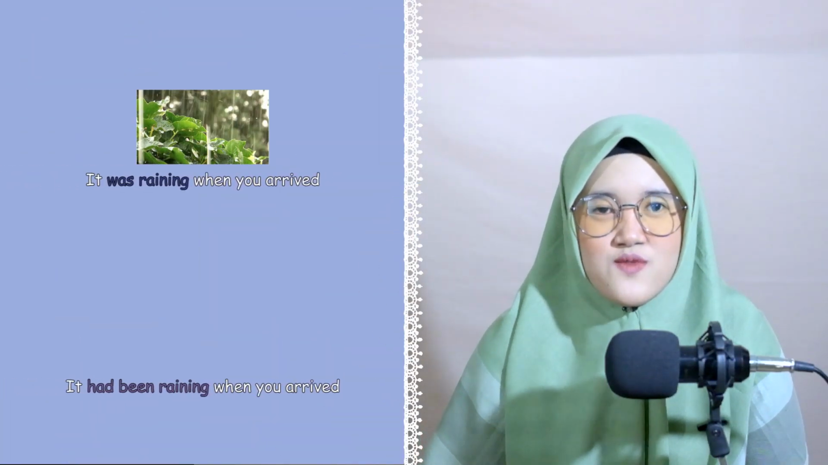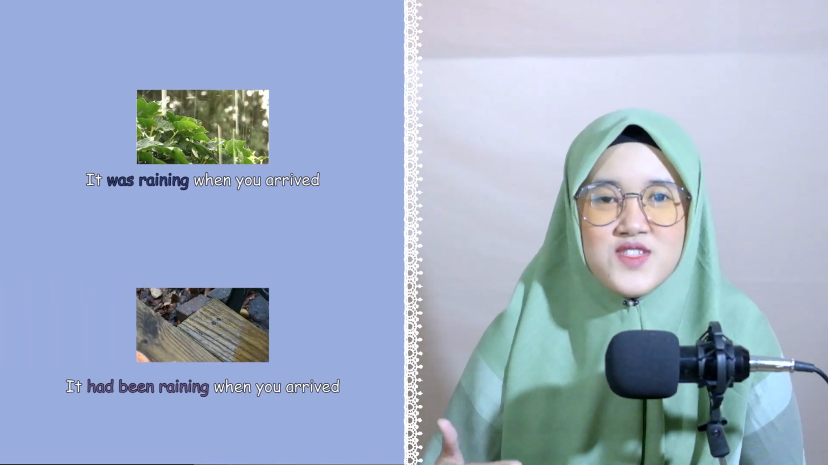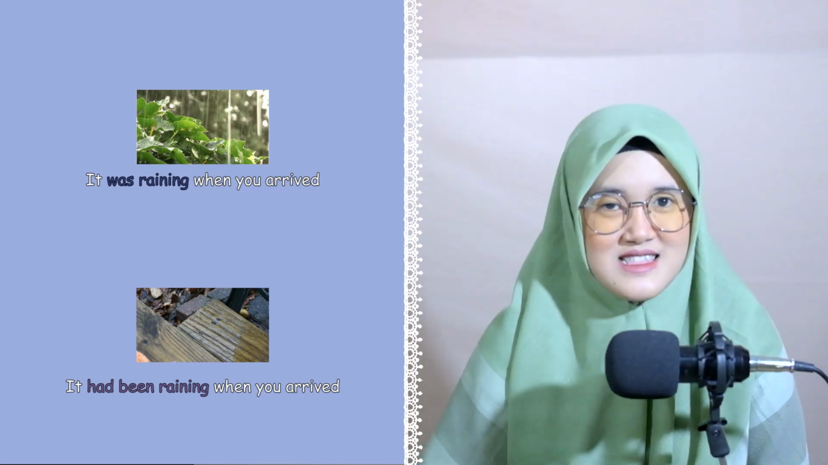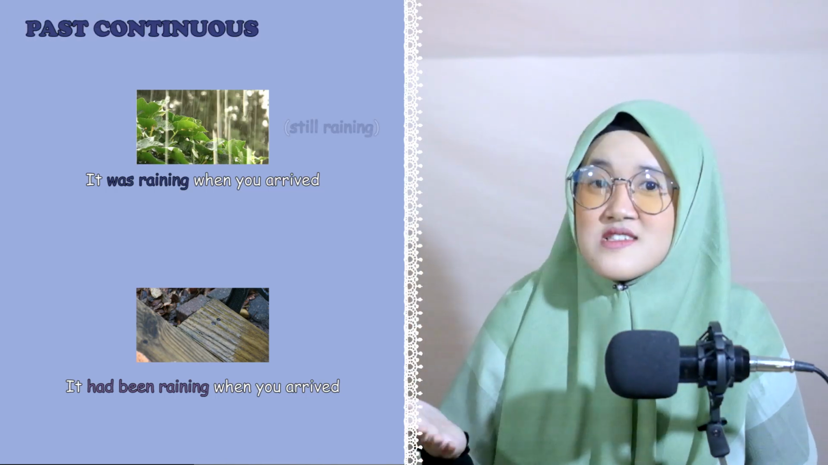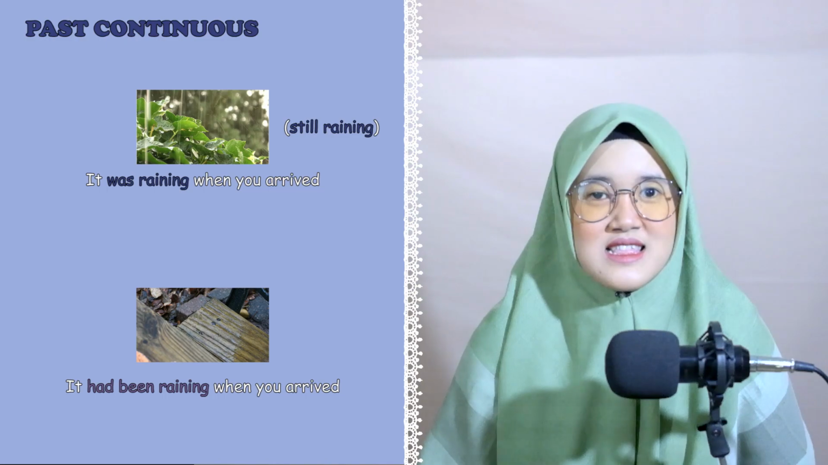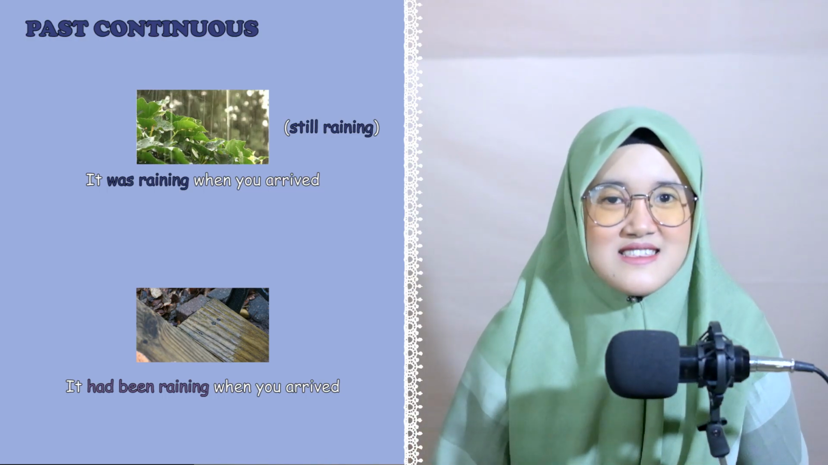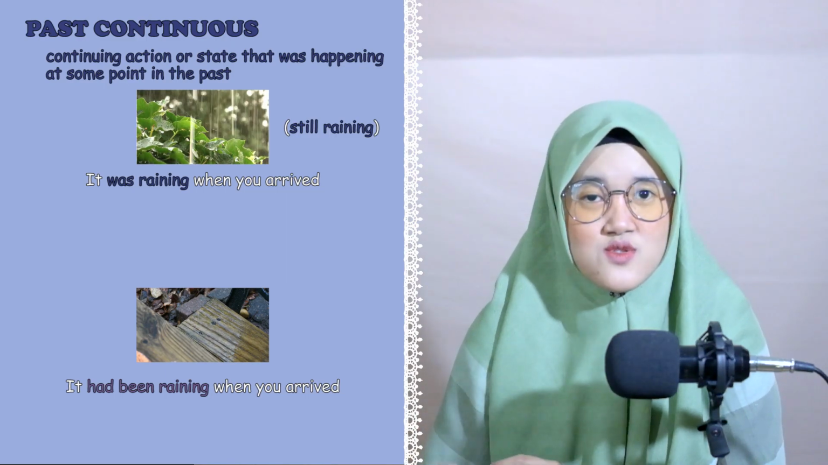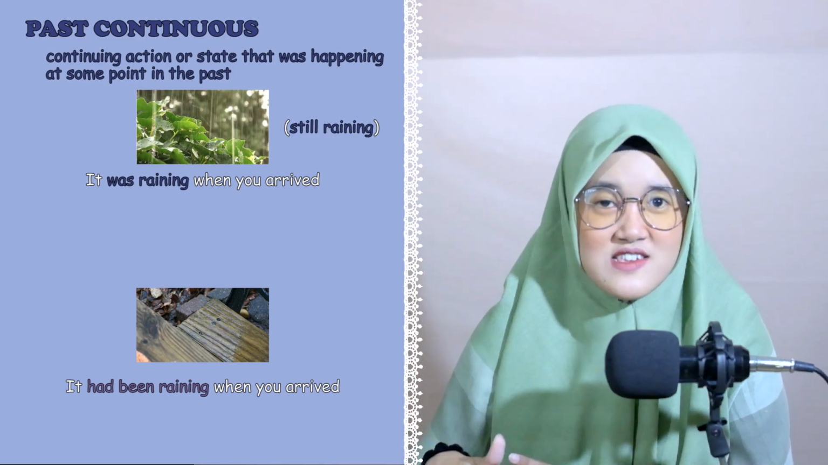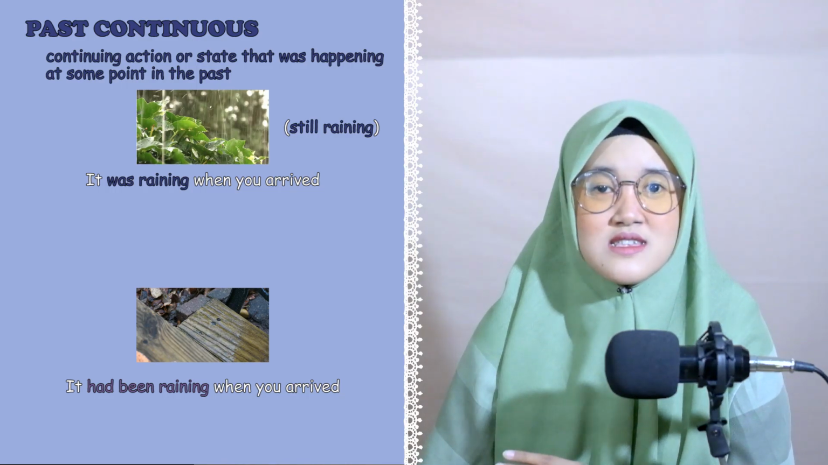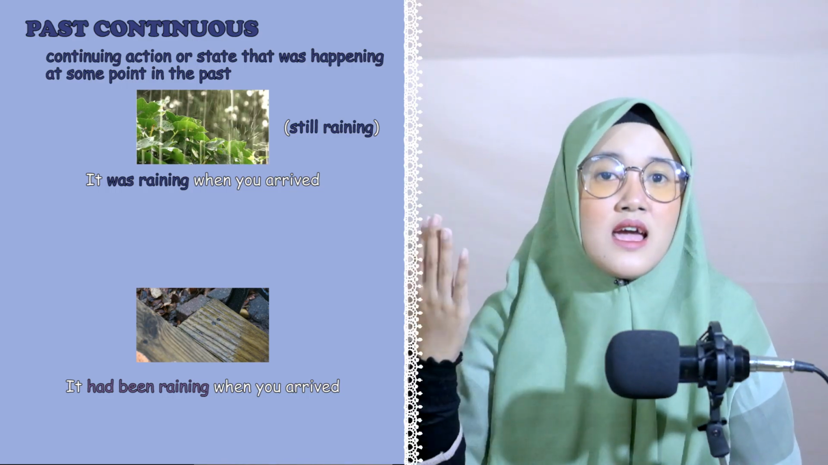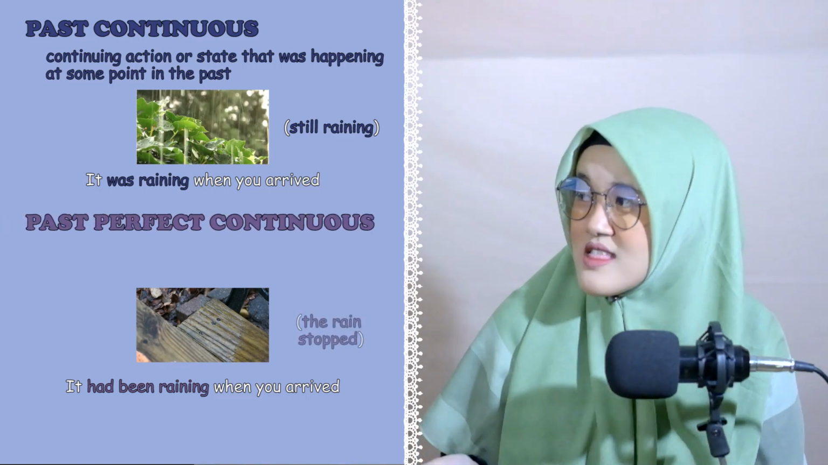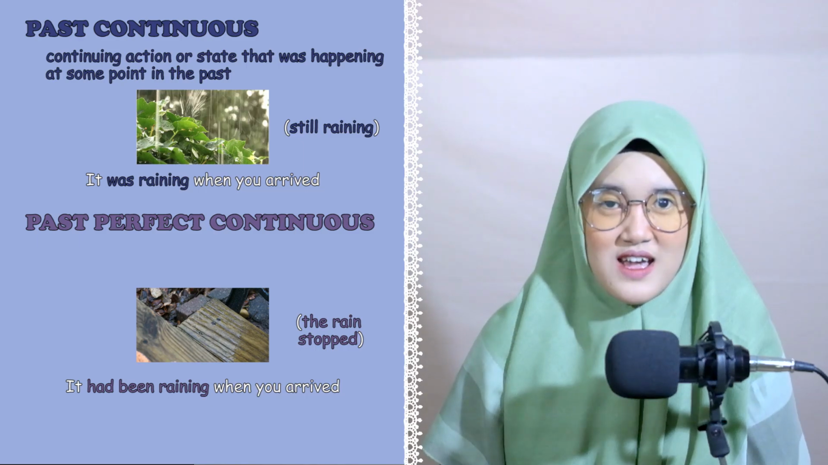It was raining when you arrived. It had been raining when you arrived. What is the difference? In past continuous, it was still raining when you arrived. The actions are happening at the same time. So, the past continuous tense refers to a continuing action or state that was happening at some point in the past. In past perfect continuous, it stopped before you arrived.